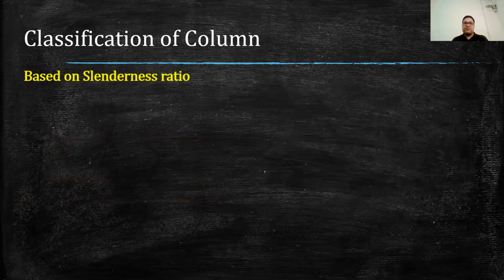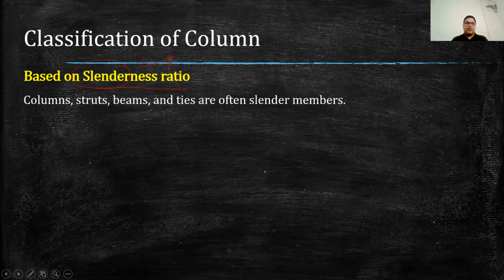Now, the next classification of column is based on slenderness ratio. It is again a very important classification that we generally consider in our design. As the name suggests, slender, or the long or lengthy column. Generally columns, struts, beams, ties, these are all considered as slender members. Why? Because their length is very much higher than their cross-sectional dimension. That is why they are considered as slender members.